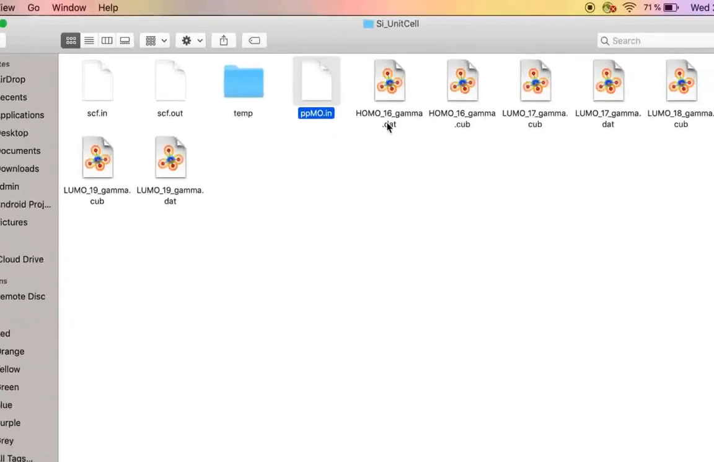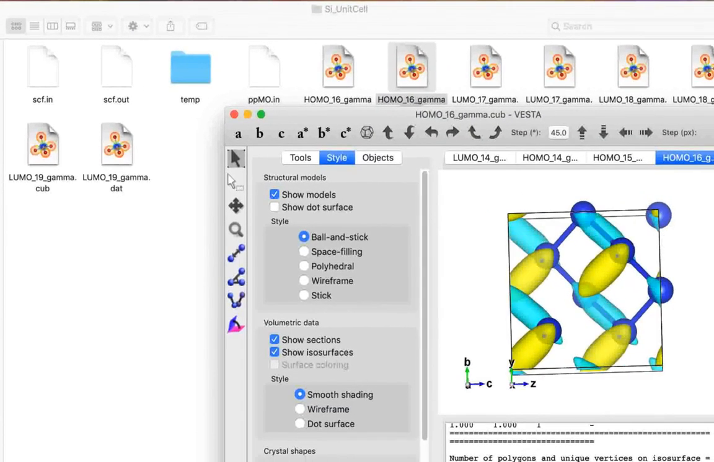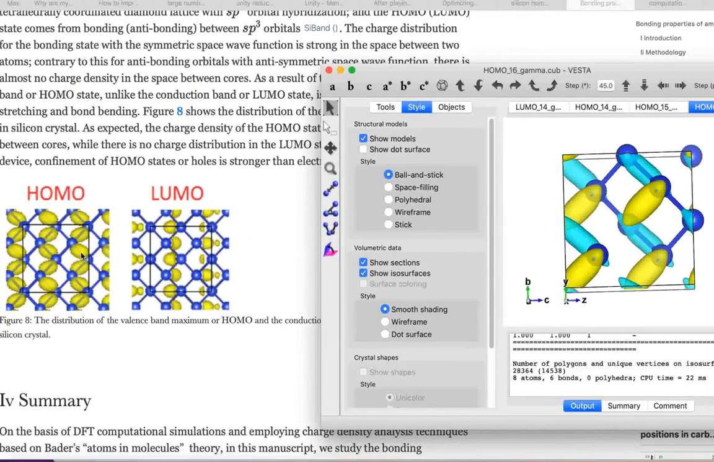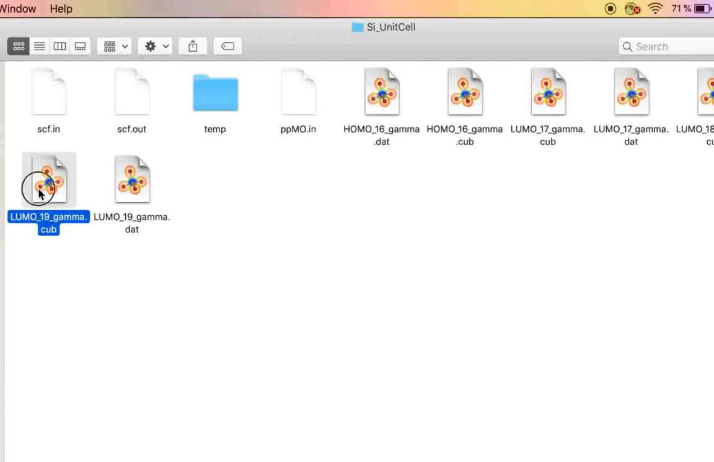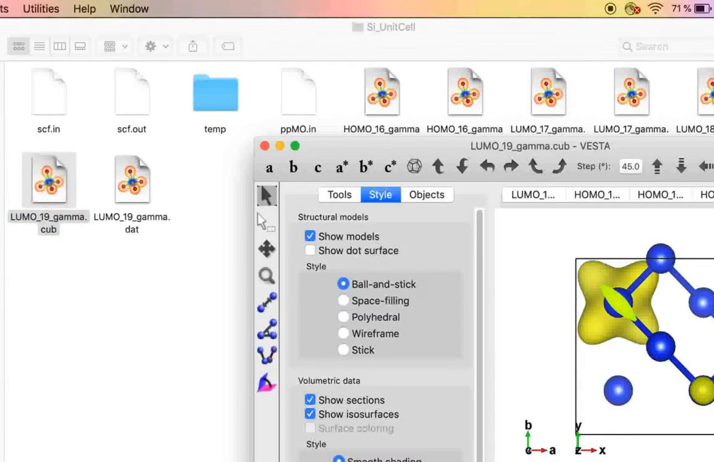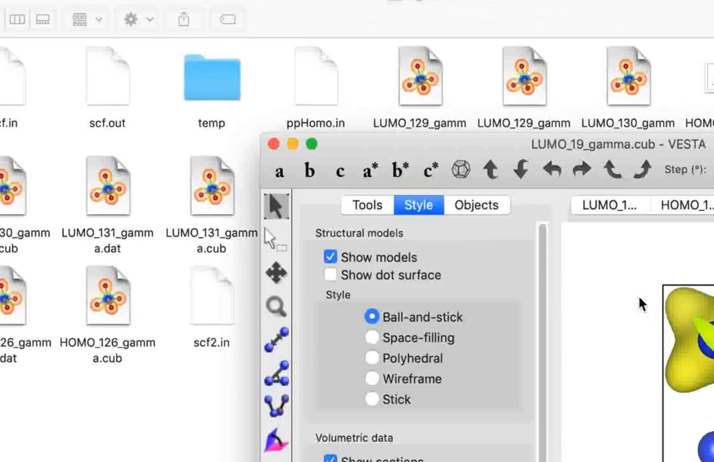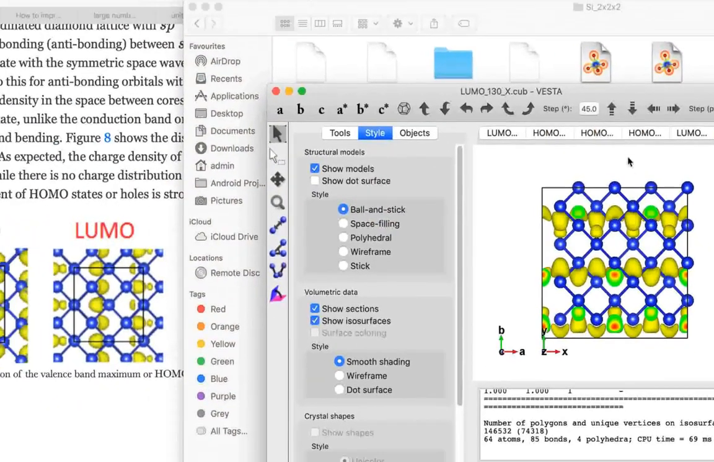As you can see over here, here we have the HOMO 16 cube, and if you look at it like this, you'll notice that it matches pretty much this particular HOMO. Here I use lsign equal to true, so that I have the positive and negative parts as well. And then I have the LUMO as well, which is, I believe, this now. I think I did another calculation using a supercell for that.